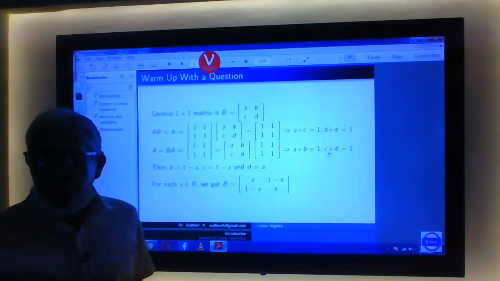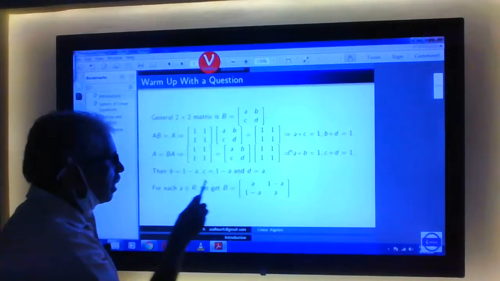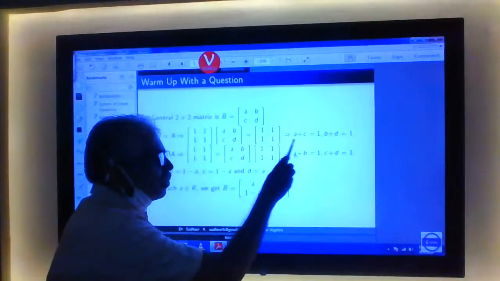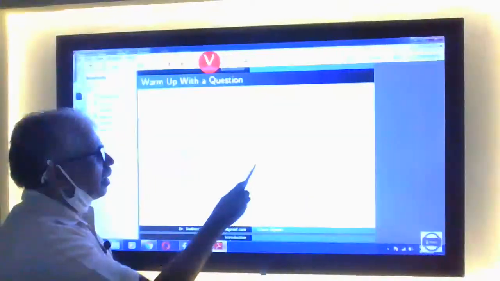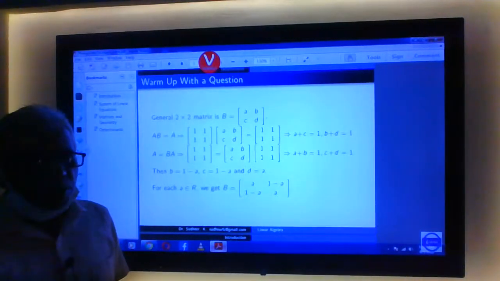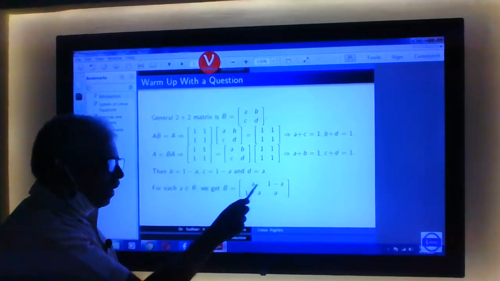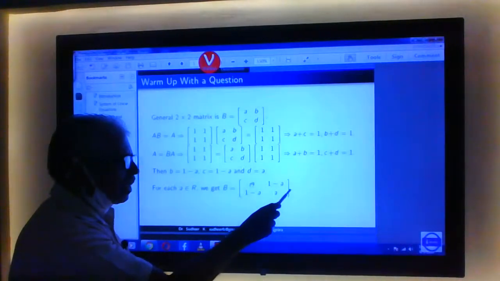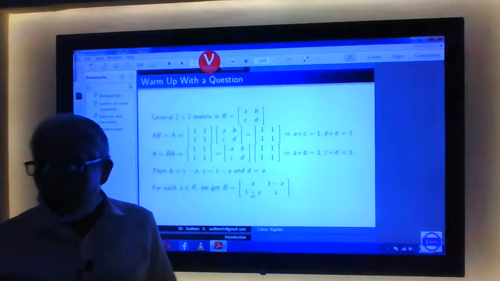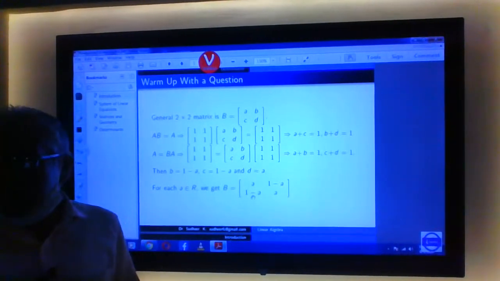Now, keeping a to be arbitrary, b you can write using this relation as 1 minus a. And using this relation, you can write c equal to 1 minus a. And the only choice for d will be d equal to a. So you have the matrix B in the form a, 1 minus a, 1 minus a, a. When you look at the entries of this matrix, it's very clear that B is a symmetric matrix.